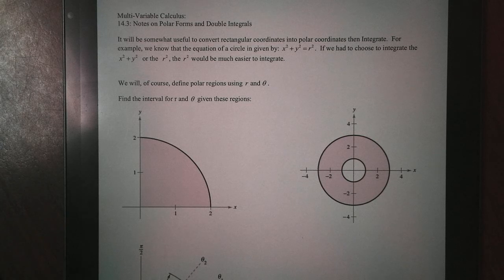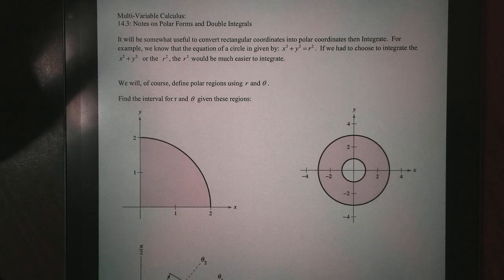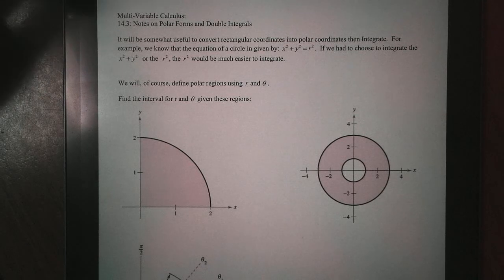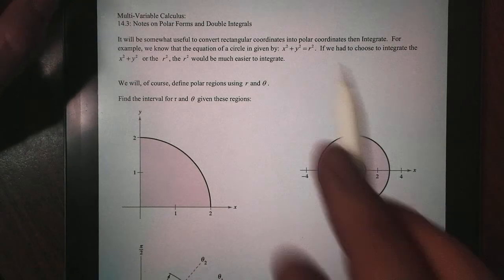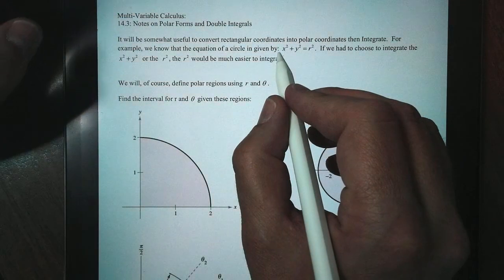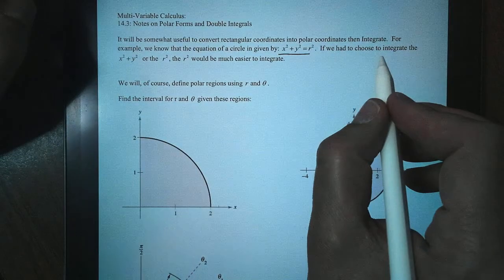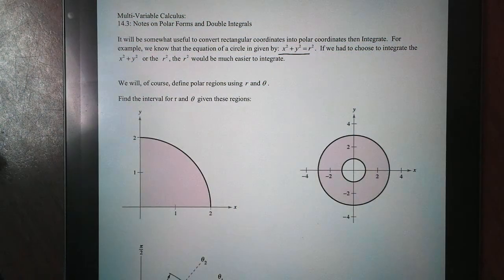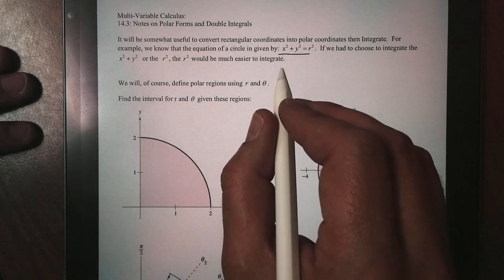Hey, welcome back. We're going to continue our discussion using polars and double integrals to find area and later, of course, volume. It will be somewhat useful to convert rectangular coordinates into polars and then integrate. For example, we know that the equation of a circle is given by x squared plus y squared equals r squared. If we had to choose to integrate x squared plus y squared or r squared, of course r squared is much easier to integrate.